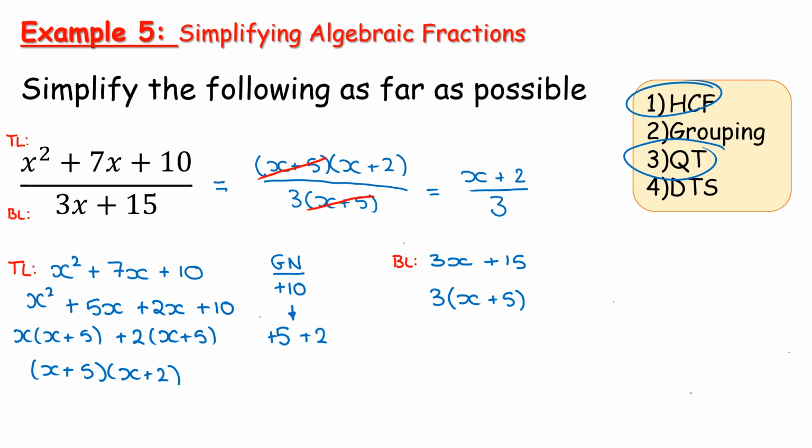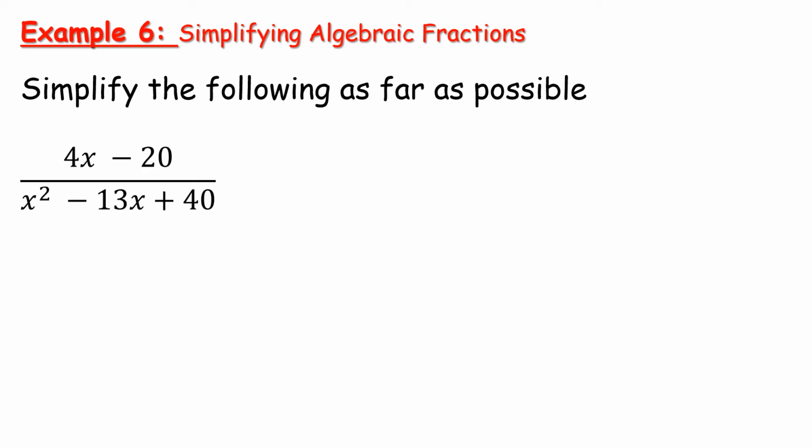So the same logic, but now we're just doing a lot more work because we have something like a quadratic trinomial. So example 6, this time we again have a quadratic trinomial, but it's on the bottom. But I'm still going to do my labeling: TL for top line, BL for bottom line. That allows anybody who's correcting my work, or just for yourself, to keep track.